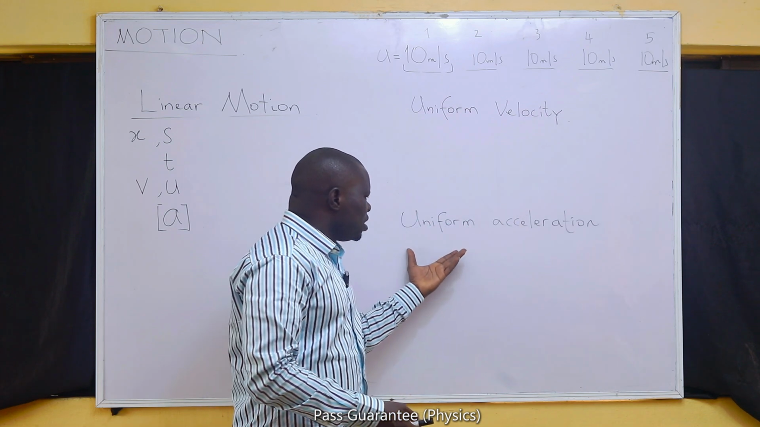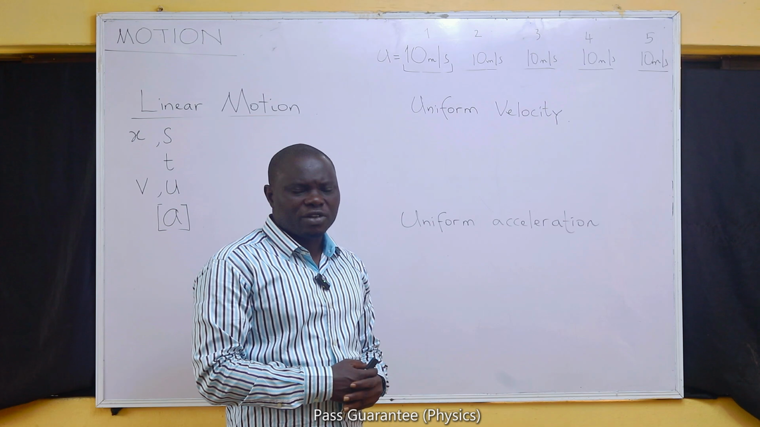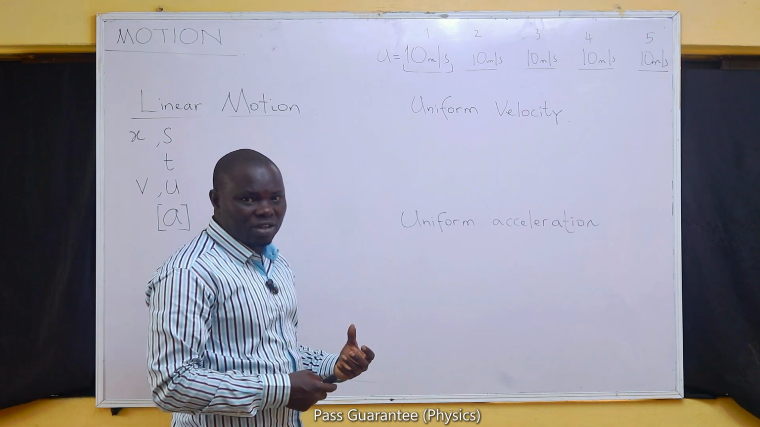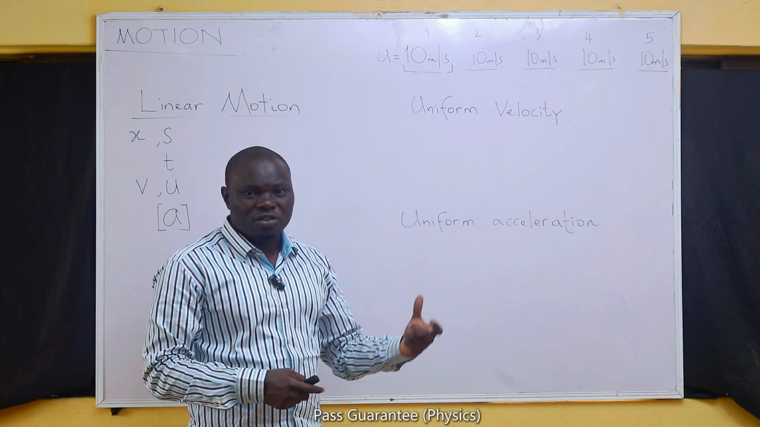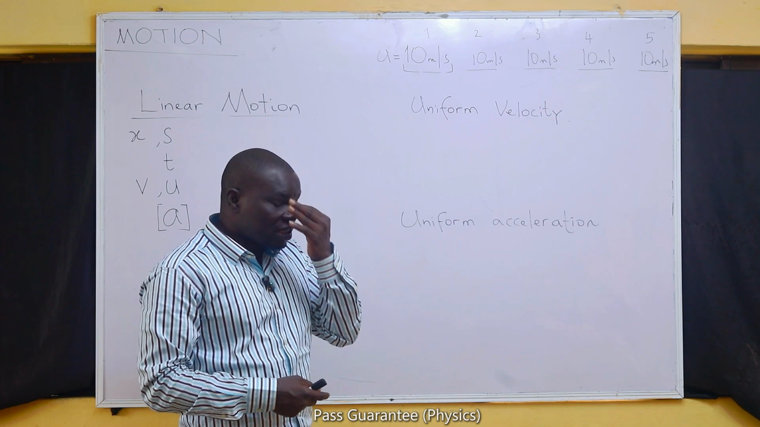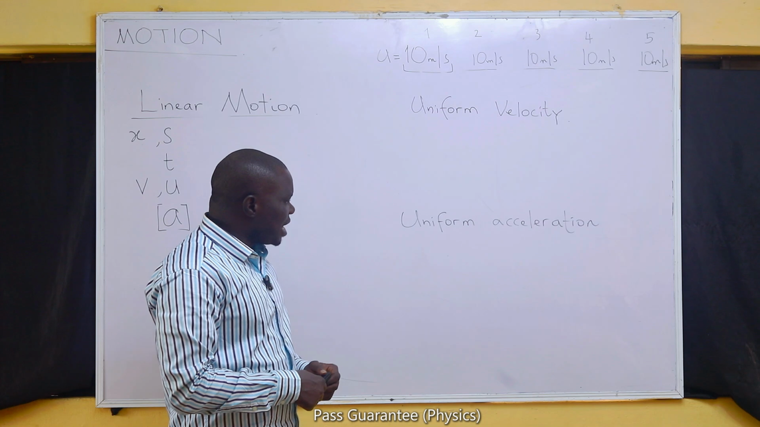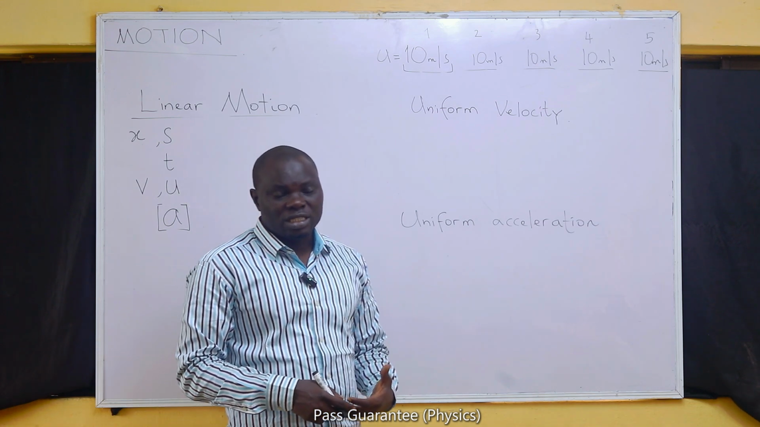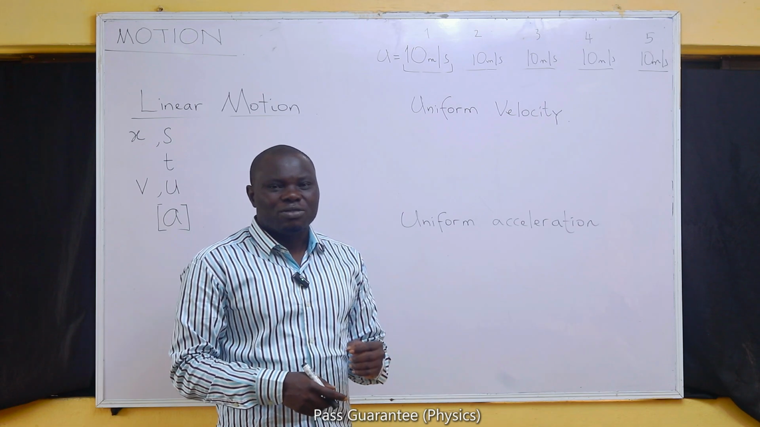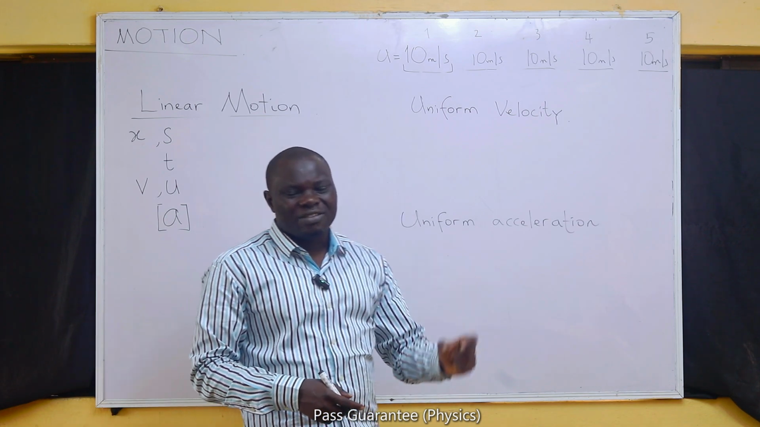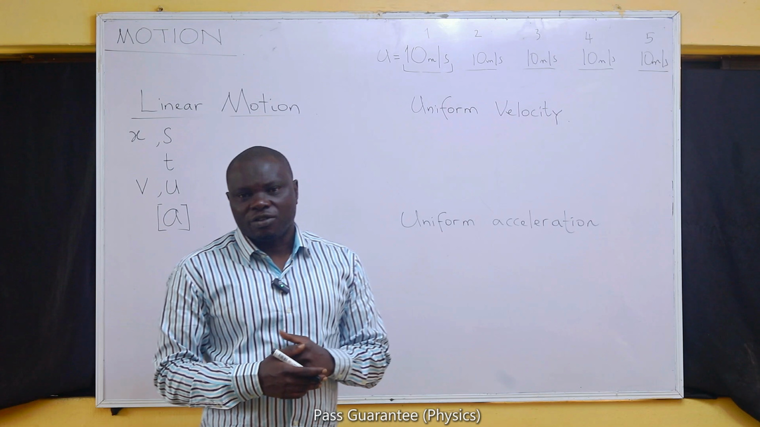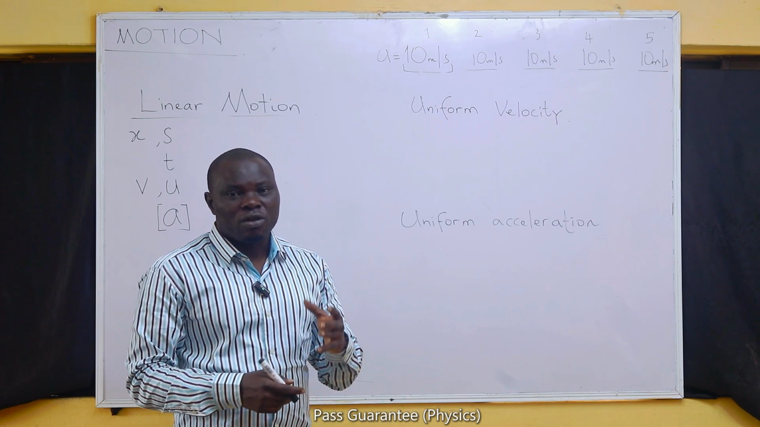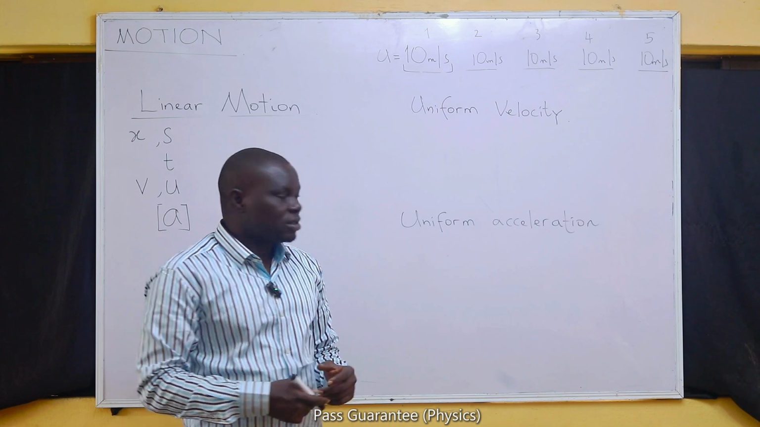Now, what does it mean for an object to move with uniform acceleration? Since we have established acceleration as the rate of change of velocity with time, it means that the object is changing its velocity by equal amounts in equal time intervals.